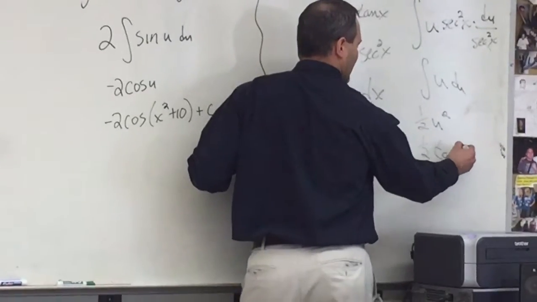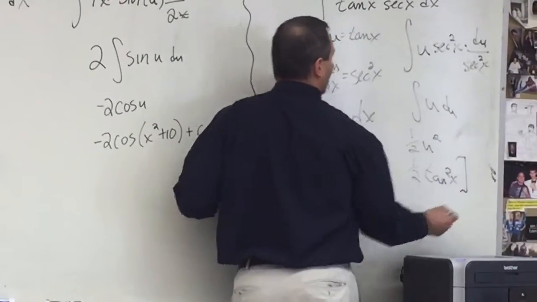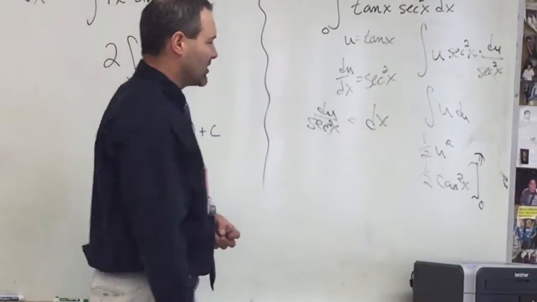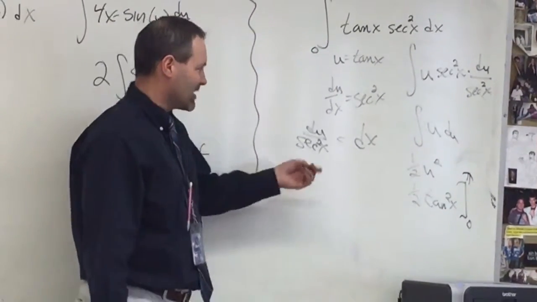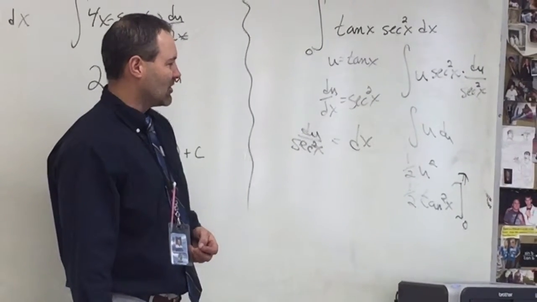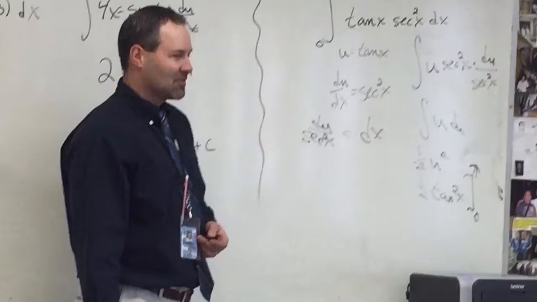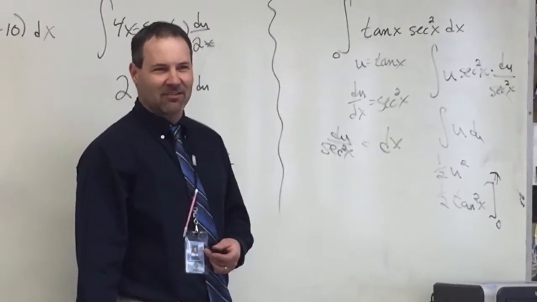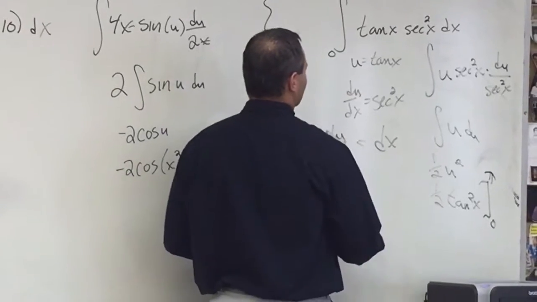So it's 1/2 tangent squared x, and we're going to evaluate it from 0 to pi, which are our original boundaries of integration, because tangent of pi is 0. Tangent of 0 is 0. We get 0 minus 0, which is 0. Isn't that fun? I couldn't just use my calculator.